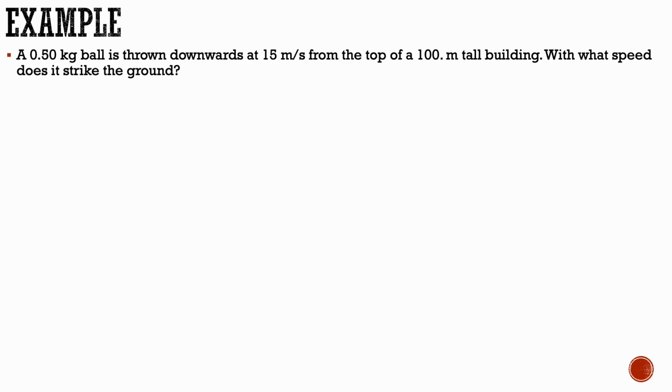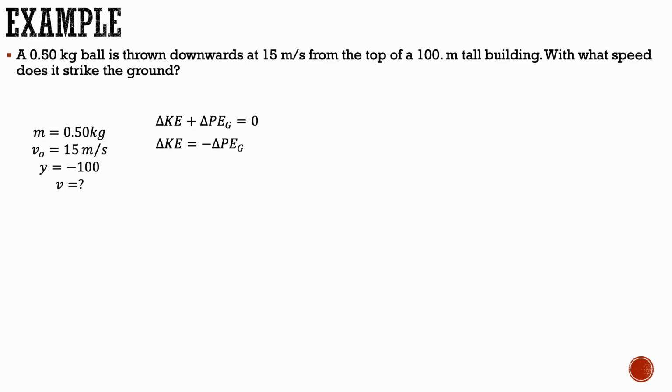Okay, next example, a 0.5 kilogram ball is thrown downwards at 15 meters per second from the top of a 100-meter tall building. With what speed does it strike the ground? So our mass is 0.5 kilograms. Our initial velocity is 15 meters per second. We know our y is going to be negative 100 meters. Our v we are looking for, and we've got our change in kinetic energy plus change in potential energy due to gravity equals 0. I'll move our change in potential energy to the other side of our equation and substitute in equations for each side.